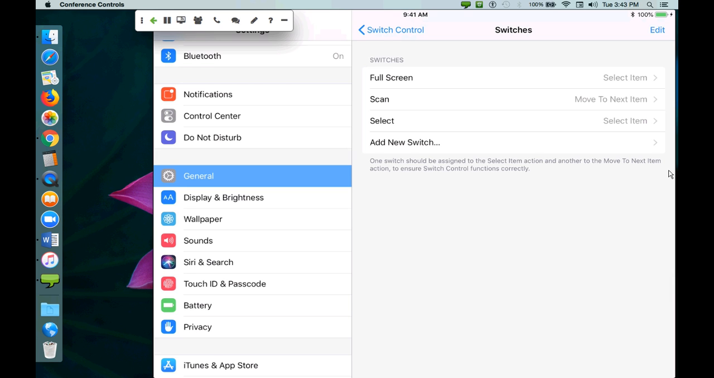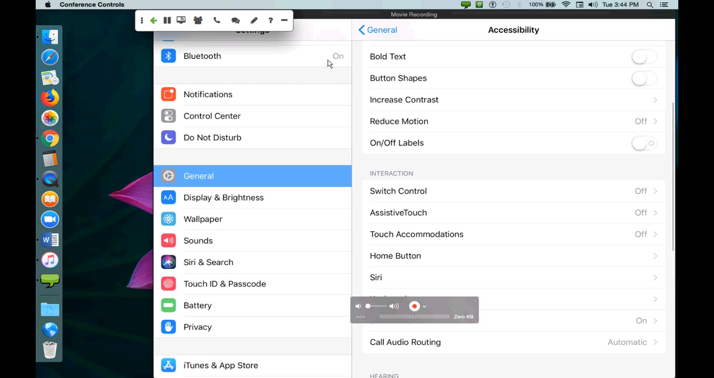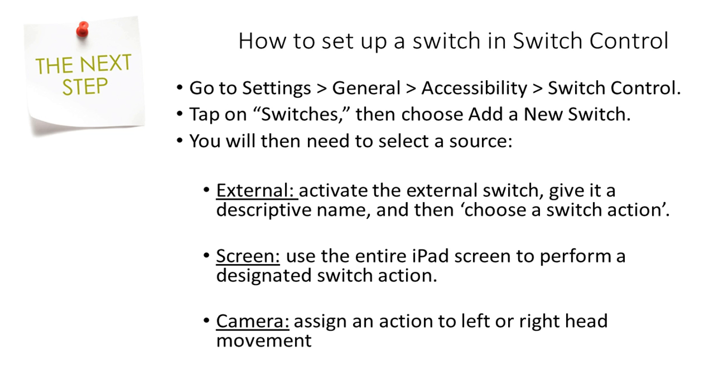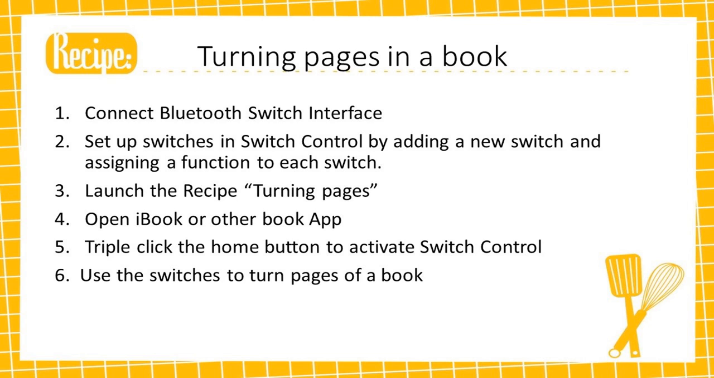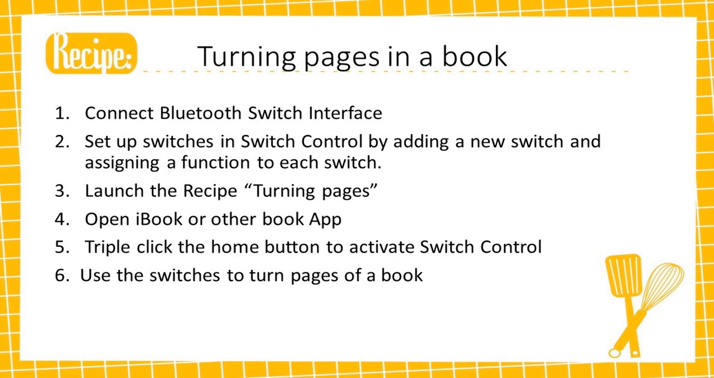And that is just so that you have a switch to select from when you're setting up the recipe. It wants to know what switch you're using. So all of that is set up. So I put some recipe cards with some different recipes. One's for turning pages, and there's another for accessing something like a sensory light box or fireworks. And then I have one thing I want at the end for playing music. So I'm just going to show you on the iPad how you would activate the recipe for turning pages.